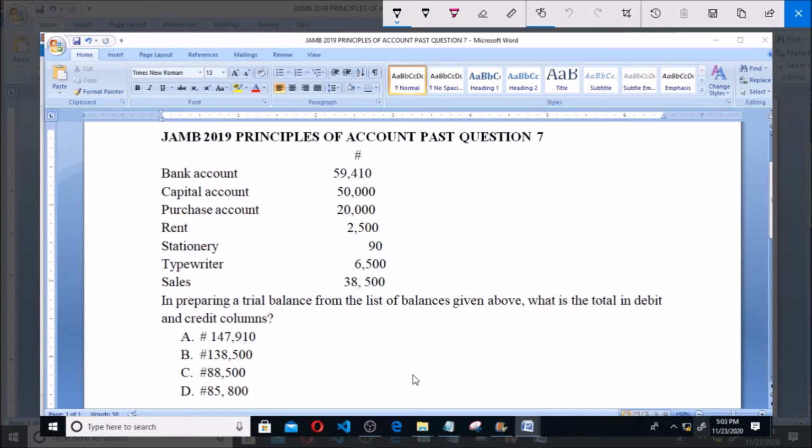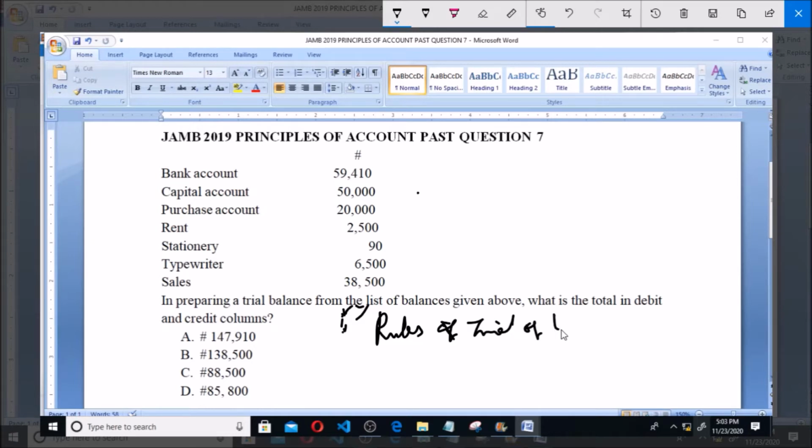Now, a trial balance is a list of balances drawn from individual ledgers. It's a collection of a list of balances drawn from individual ledgers. That is a trial balance. And in looking at the trial balance, there are trial balance rules. Rules of trial balance.